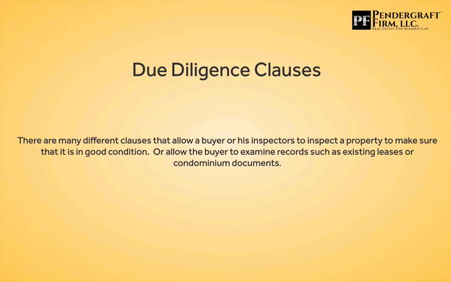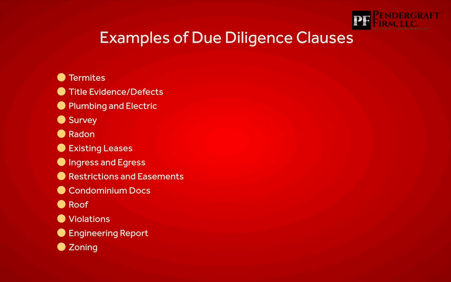All right, due diligence clauses. There are many different clauses that allow a buyer or his inspectors to inspect a property to make sure that it is in good condition, or allow the buyer to examine records such as existing lease or condominium documents. Examples of due diligence clauses include termite clause, title evidence / defects clause, plumbing and electric, survey, radon, existing leases, ingress and egress, restrictions and easements, condominium docs, roof, make sure the roof's in good condition, violations, engineering report, and zoning. It's probably more too.